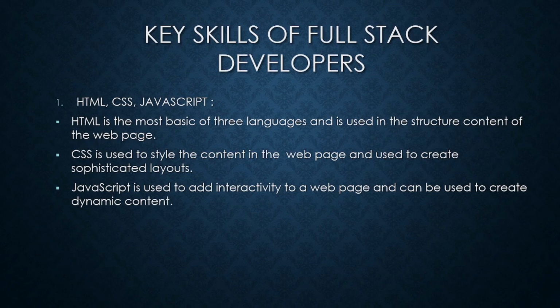What are the key skills of a full stack developer? Firstly, they must know HTML, CSS, and JavaScript. HTML, which is hypertext markup language, is the most basic of the three languages and is used to structure content of web application pages. CSS is used to style content in the web page and to create sophisticated layouts. JavaScript is used to add interactivity to a web page and can be used to create dynamic content.